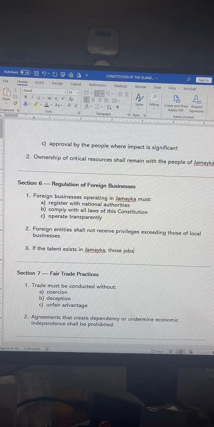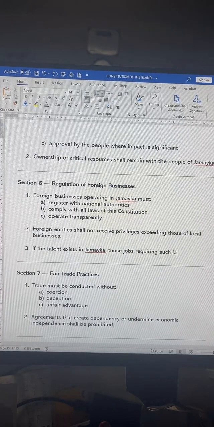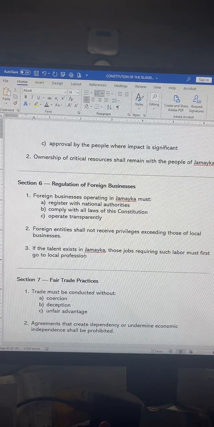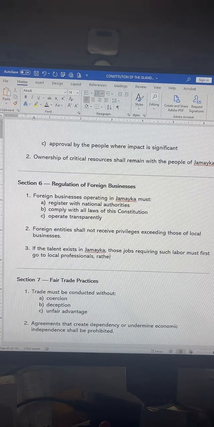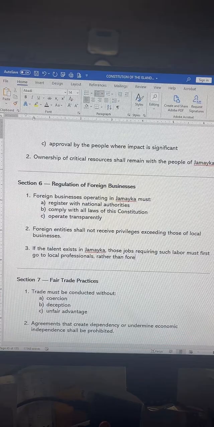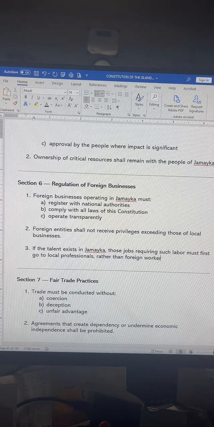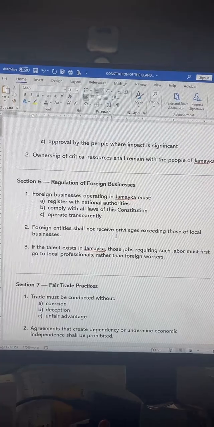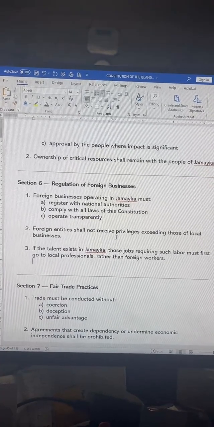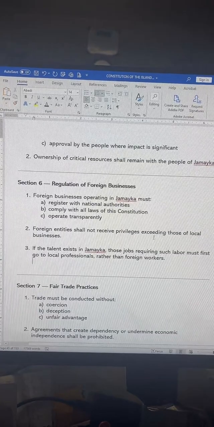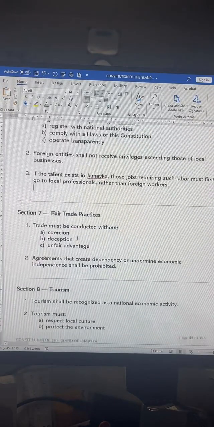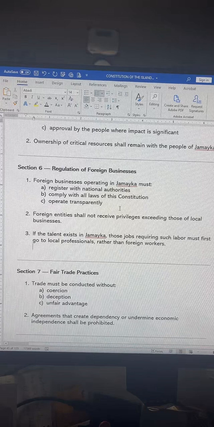Those jobs requiring such labor must first go to local professionals rather than foreign workers. All right, so that way we employ local first. If workers are allowed from overseas, they should not be paid more than our natives. Right? I mean, that falls under the equal pay provision, but we can also put it here as well.